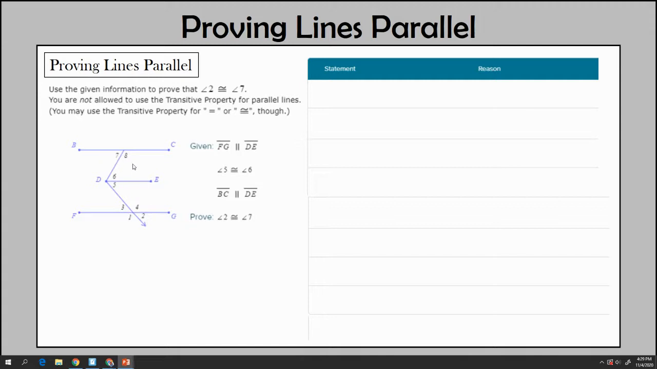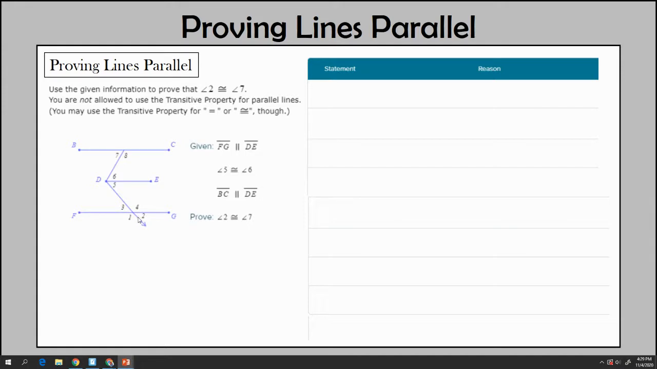So just as I look through it quick, starting with FG parallel to DE, that tells us that 3 and 5 are alternate interiors, so they're congruent. I also know 3 and 2 are vertical to each other, so they're congruent. Up here, we know angle 7 and angle 6 are congruent. These lines are parallel. They told us BC and DE are parallel.